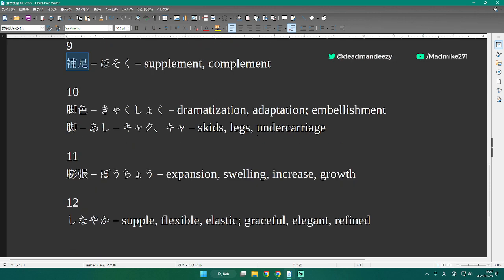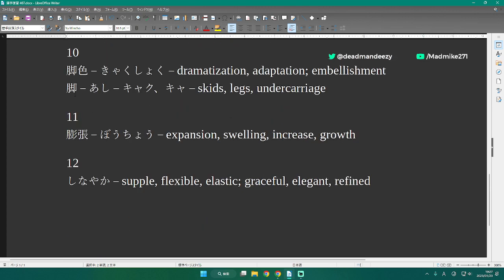Number 10 is kyakushoku. Kyaku on the left side is our new kanji for ashi, hokani kyaku or kya, which means skids, legs as pronounced ashi, or undercarriage. Radicals in this kanji are the moon on the left side, and on the right side we have, I think, on the other hand, is kind of the meaning of those two. Instead or on the contrary, rather. So this means skids, legs, or undercarriage, meaning the under part of something.